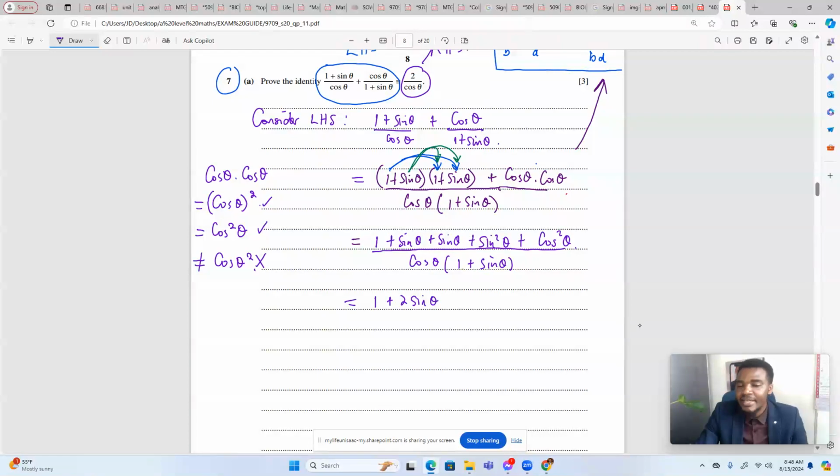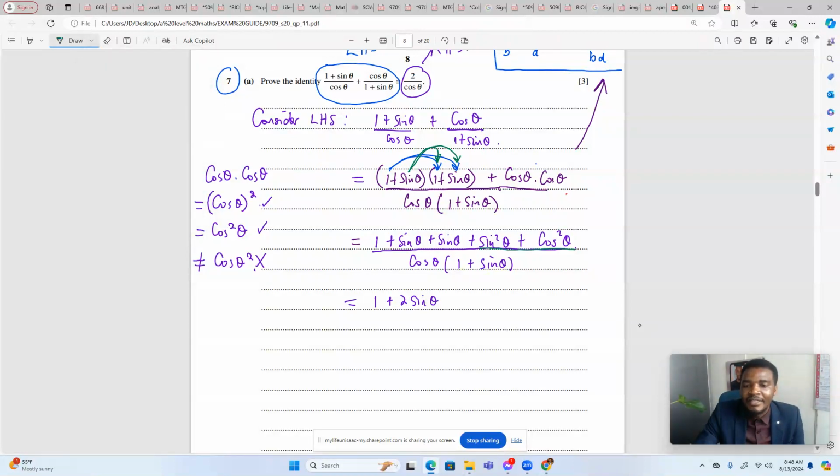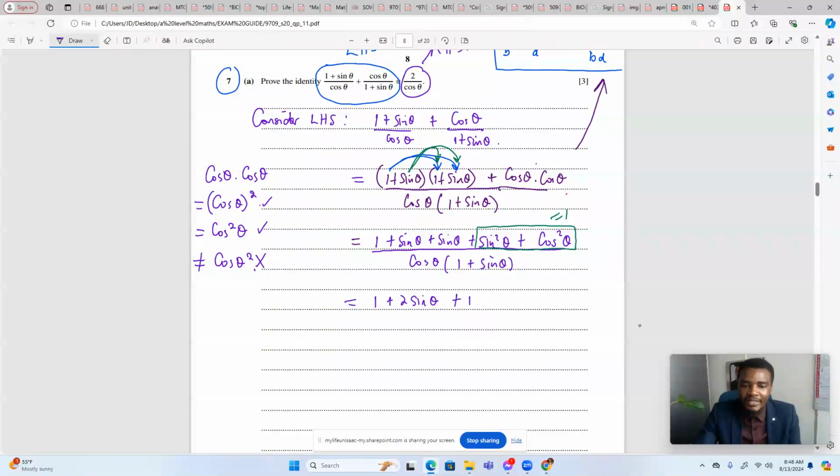And sine squared theta plus cos squared theta, if we check in our formula booklet, we know very well that sine squared theta plus cos squared theta gives us a very, very beautiful result. So sine squared theta plus cos squared theta gives us 1. So yes, here we're going to replace sine squared theta plus cos squared theta with 1. So we're going to get 1 at this point. All over cosine theta, open brackets, 1 plus sine theta.